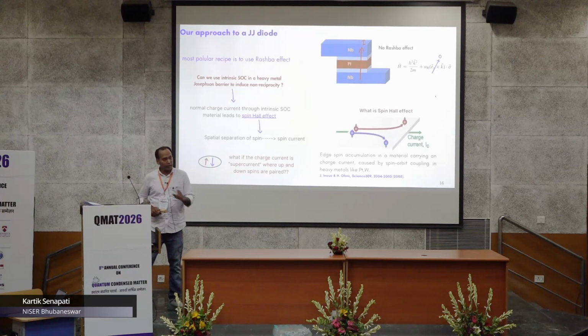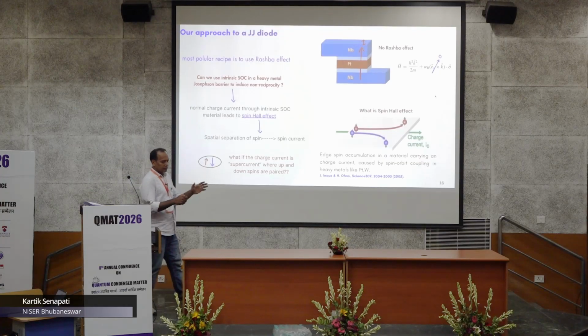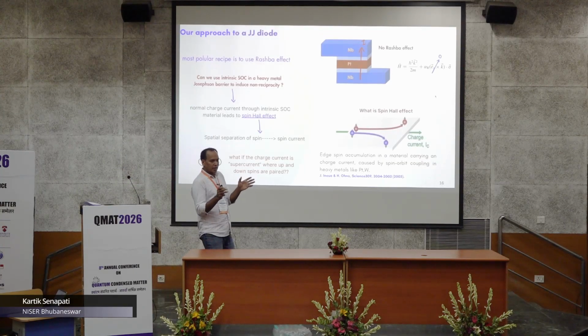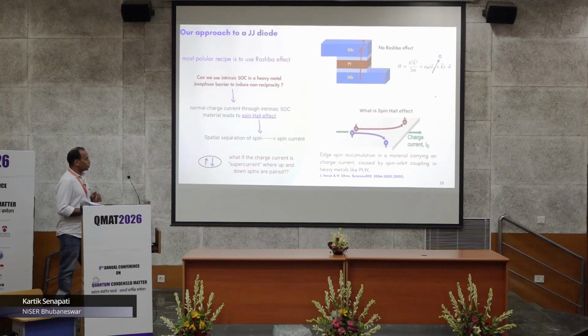Supercurrent means you have to couple up and down spins. Although this up and down pairing is in momentum space, there is a length scale associated with it. The coherence length is a limiting length scale. So you cannot really expect a large spatial separation between up and down spins for a singlet.